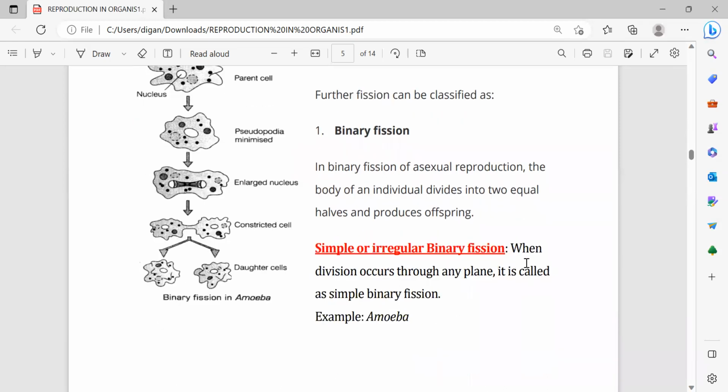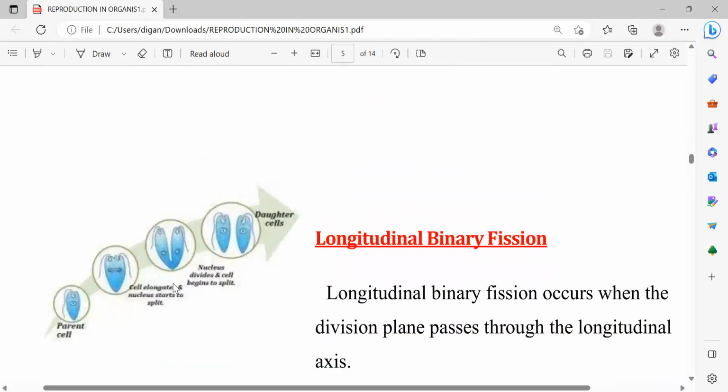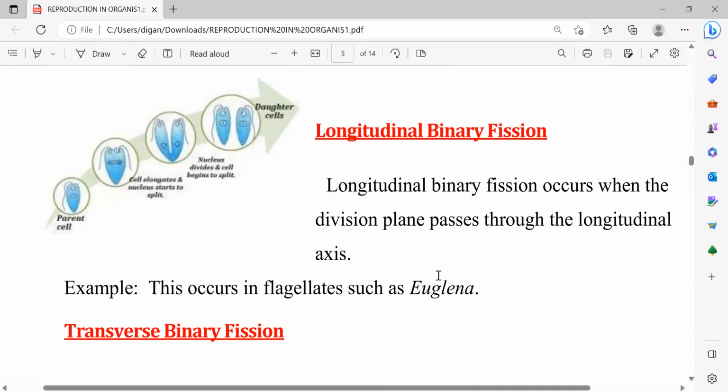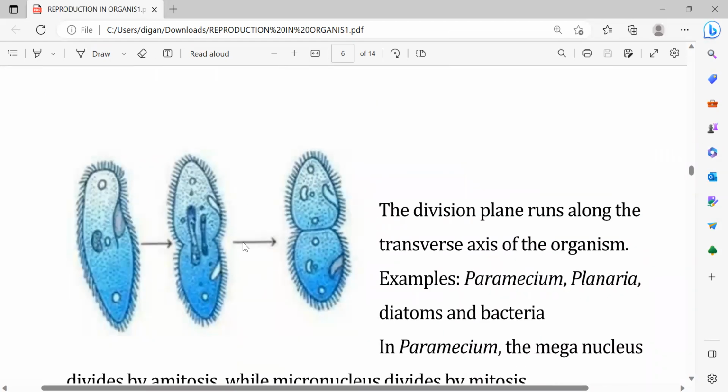Next, simple or irregular binary fission, where the division is such that the offspring are not of equal size. That type is called irregular or simple binary fission. An example is amoeba. The next one is longitudinal binary fission. Here, look, this is a diagram. The parent body is longitudinally divided into two parts, and that's why this is called longitudinal binary fission. The best example is euglena. Next is transverse binary fission. Look here, the parent body is divided transversely. That's why this type of binary fission is called transverse binary fission.